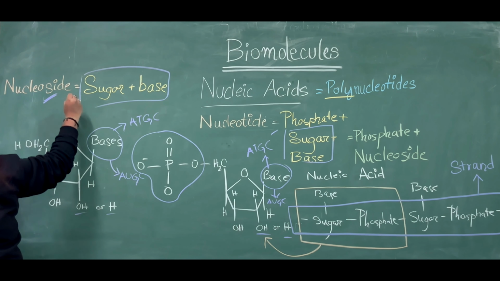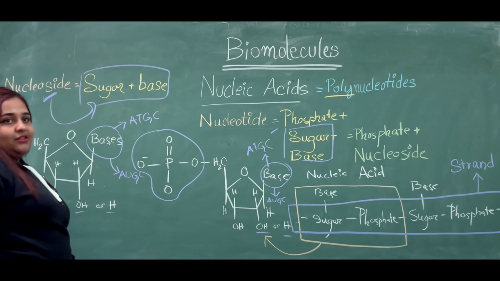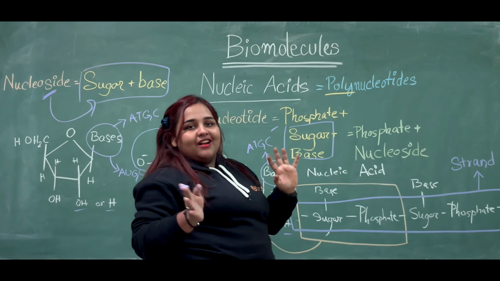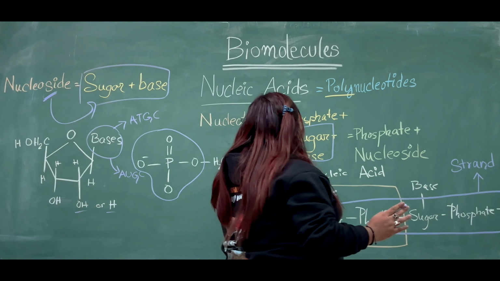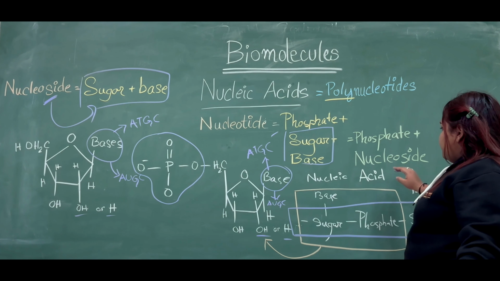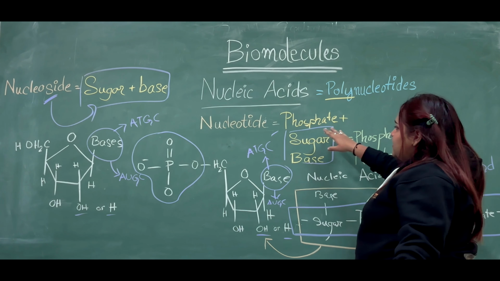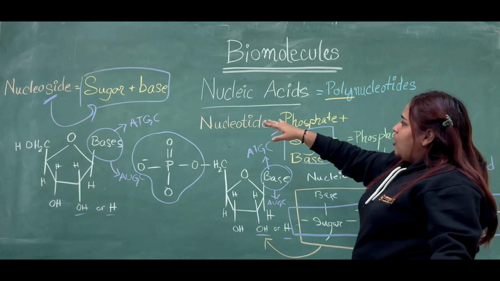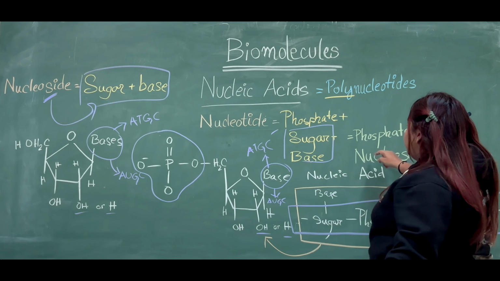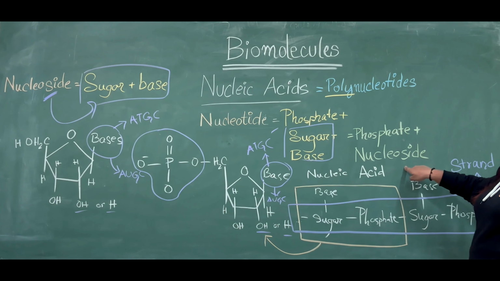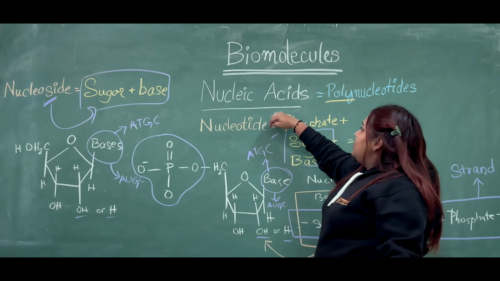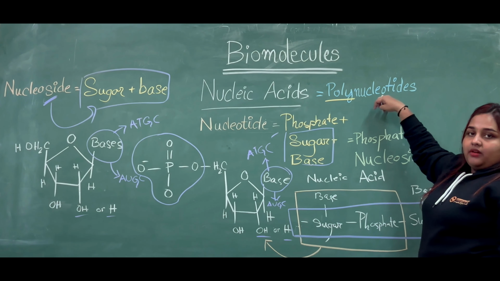So just remember, if there is a nucleoside, it's only sugar and base. And if there is a nucleotide, just add a phosphate. Apart from that, since that is common, what we can say from this is that a nucleotide is basically a phosphate and a nucleoside. Apart from that, nucleic acids are basically polynucleotides.